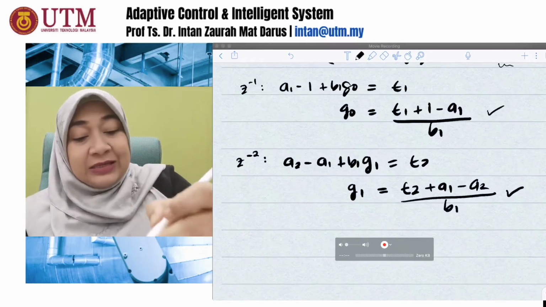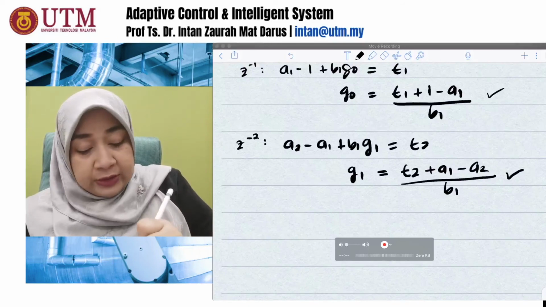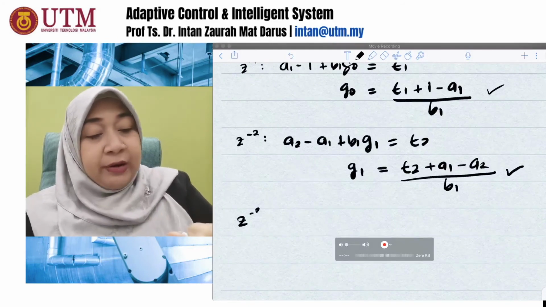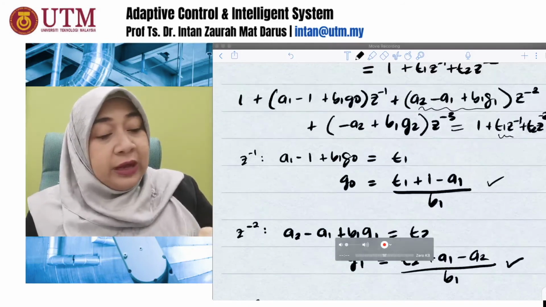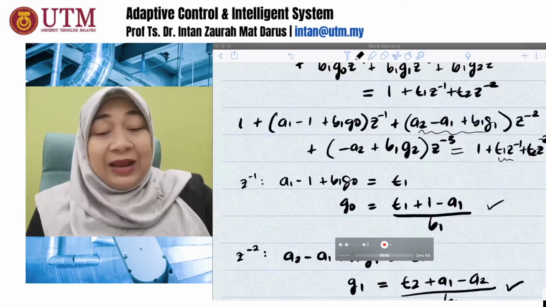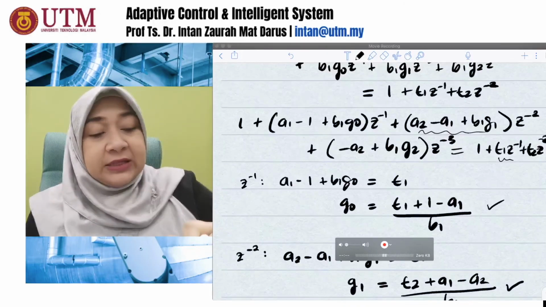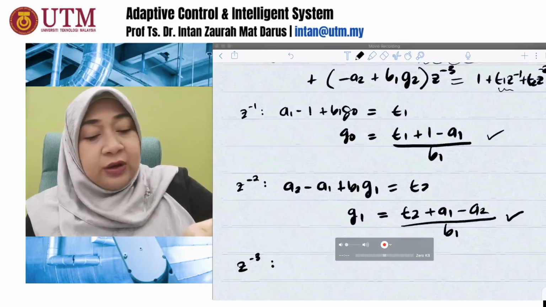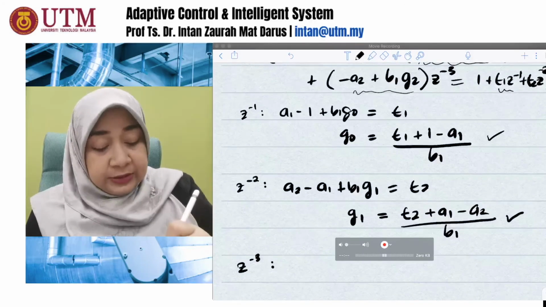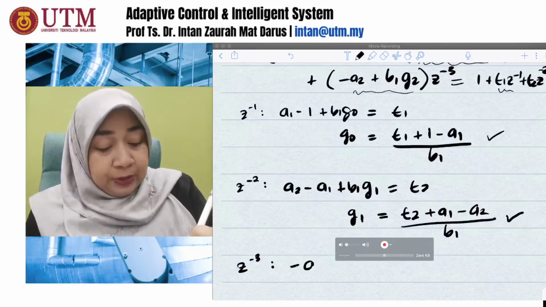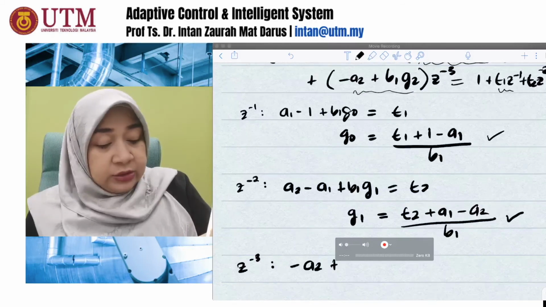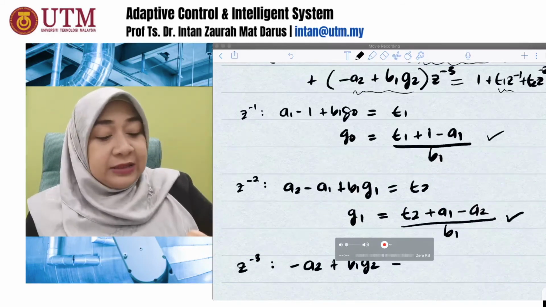Okay, lastly we're going to do z^-3 by comparing coefficients. You only have z^-3 on your left hand side but not on your right hand side, isn't it? So on your left hand side you have this value here, which is minus a2 plus b1 g2. On the right hand side you have 0.